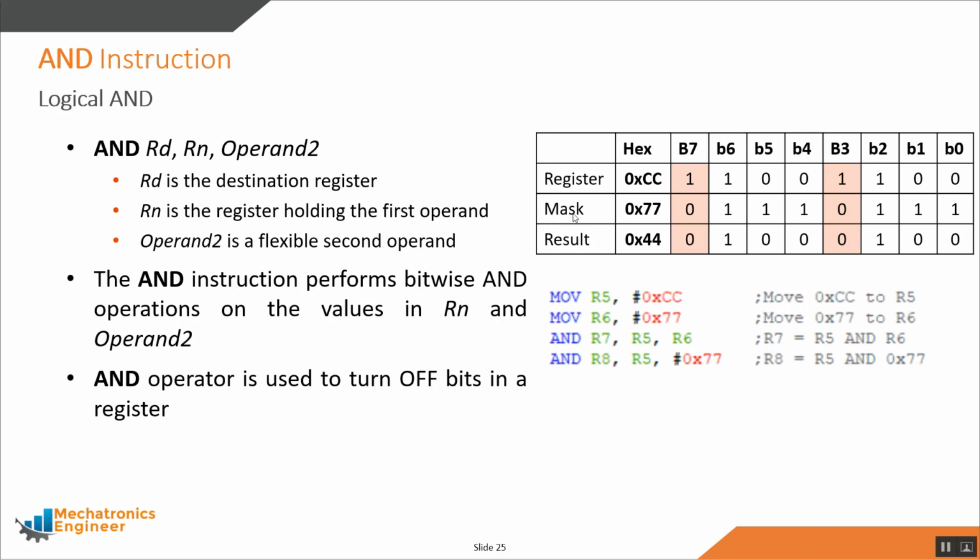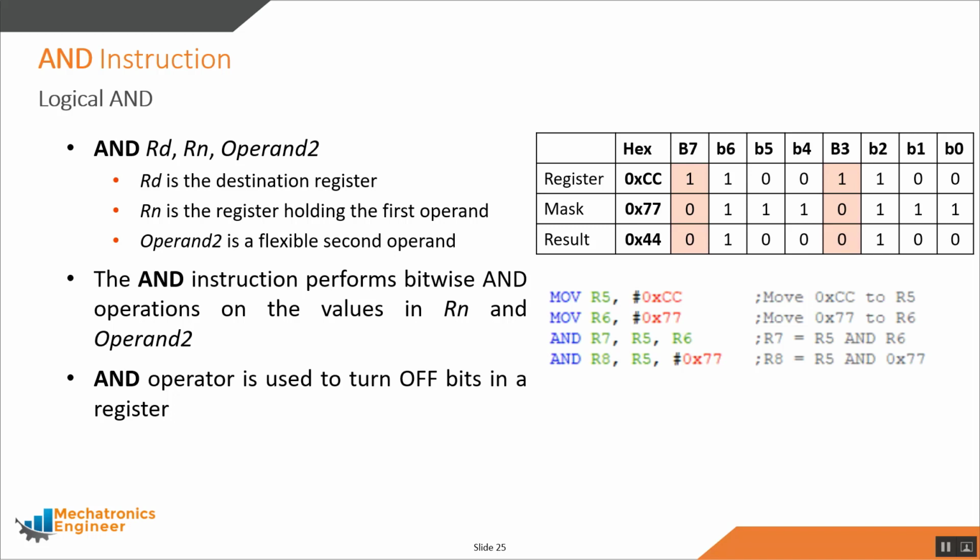For that, we need to make a mask which will act as second operand of the instruction such that its bit 7 and bit 3 is 0 while all the remaining bits are 1. Now if you take logical AND of register and mask value, you will find that all the other values of the register remain unchanged, but bit 3 and bit 7 are turned off.